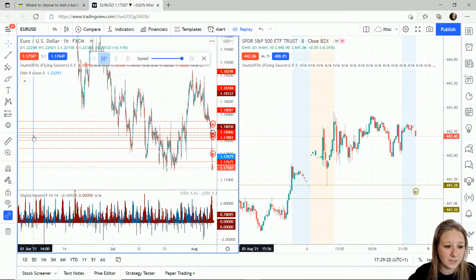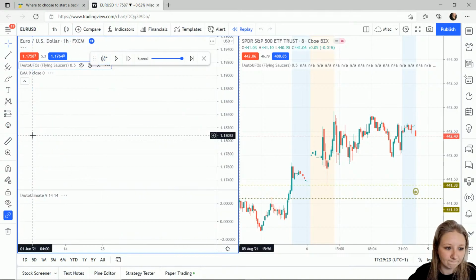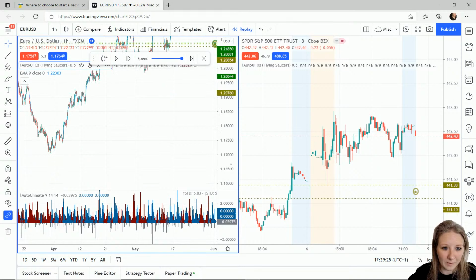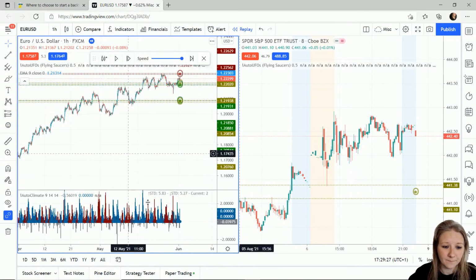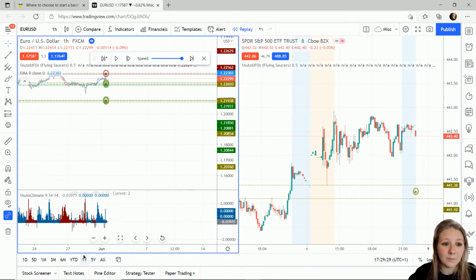Let's say you trade from 10 AM, for example. You're going to go back there, and now everything you see on this chart is everything leading up to that point.